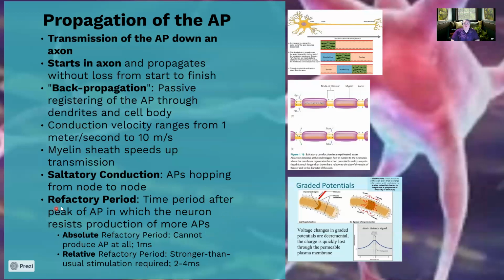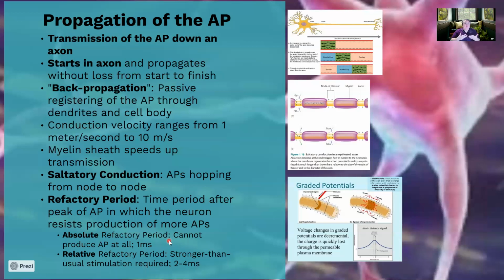So as far as the refractory period goes, the textbook identifies that there's two levels of that, basically. We have the absolute refractory period, where the neuron is basically like, nope, no way, I cannot produce another action potential at this time. And that particular part of the refractory period will last about 1 millisecond.